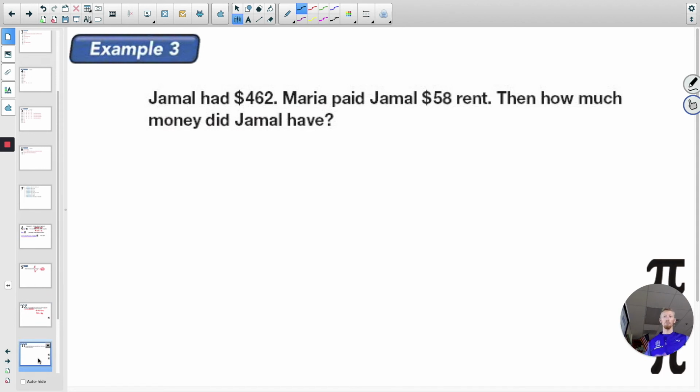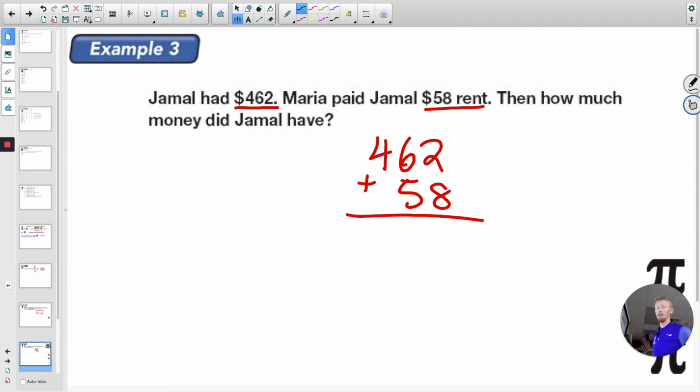All right, example 3. Jamal had $462. Maria paid Jamal $58 in rent. Then how much money did Jamal have? So I have to think. All right, he had that much money. Maria paid him that much money. So this is an addition problem. So I hope you remember how to set up an addition problem. You would set up 462, and then make sure you have them lined up. And then you can solve.